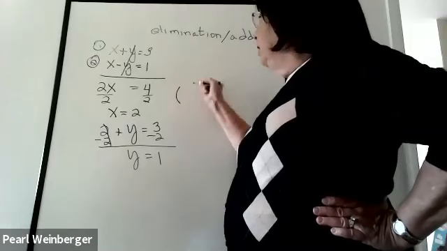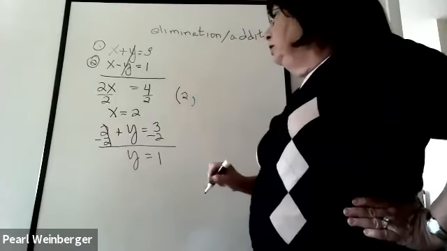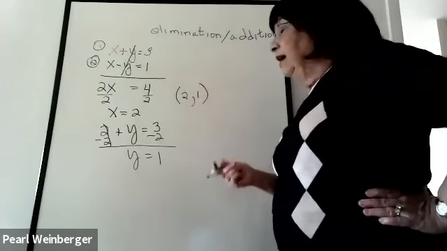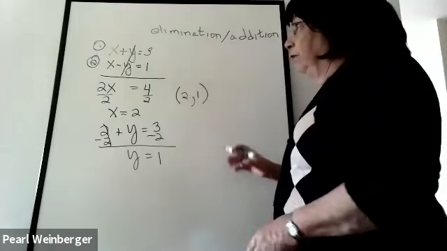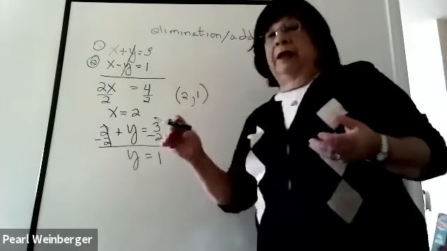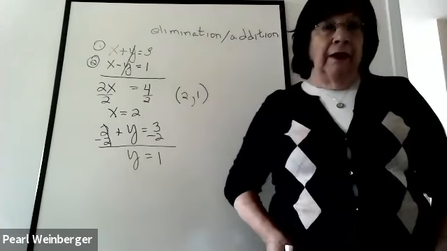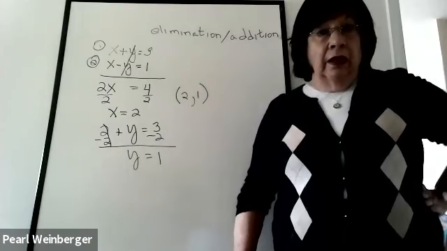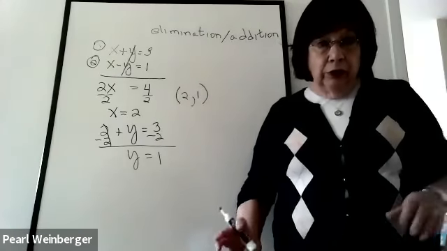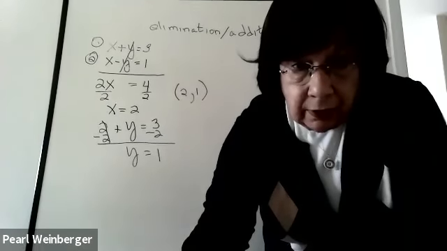Again, you could write it as an ordered pair. Remember, always when you're writing an ordered pair, first put the x, then put the y. Your solution is exactly the same answer that we got before. A lot less work, a lot less guessing. It's a much more accurate method, and it's a method that's quite easy to use. It's called the elimination or addition method.